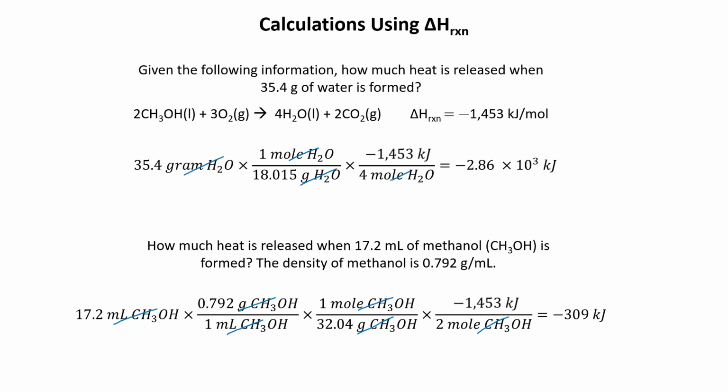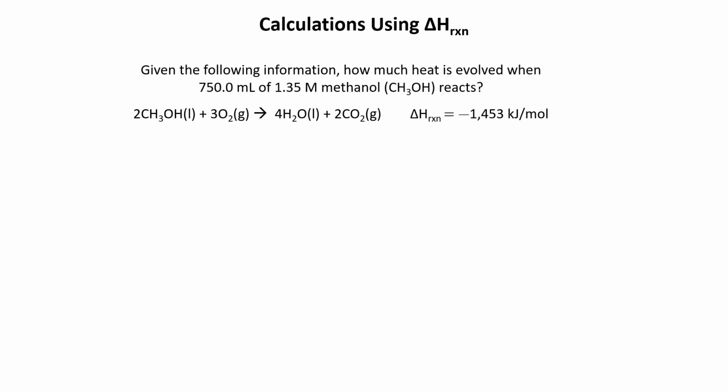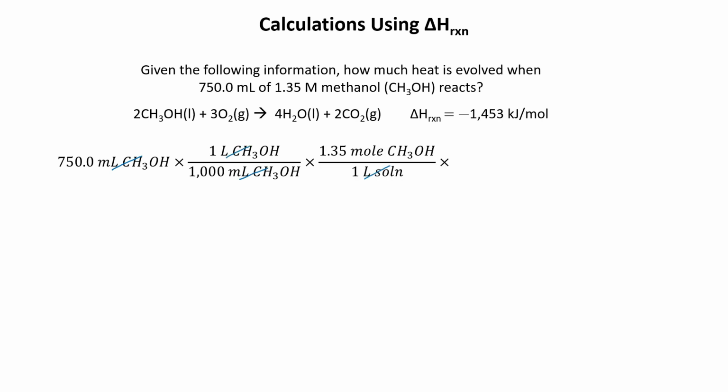Let's see a couple more problems given different initial conditions. So still using my same reaction. In this case, I want to know how much heat is evolved when 750 milliliters of a 1.35 molar methanol solution reacts. Again, the goal here is to get to moles, but this is going to take a little bit different process from the other problems we've seen. Starting with my milliliters of methanol, I am first going to convert those milliliters to liters. Then I'm going to use my concentration to get to moles of methanol. Once I'm in moles, I can use my heat of reaction, and I get negative 735 kilojoules.